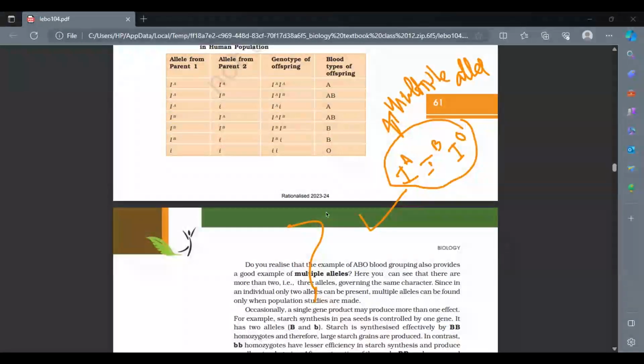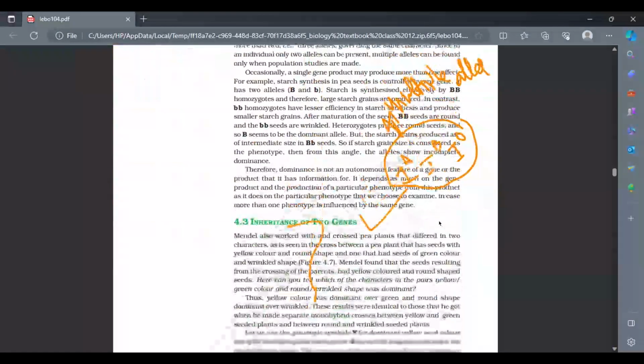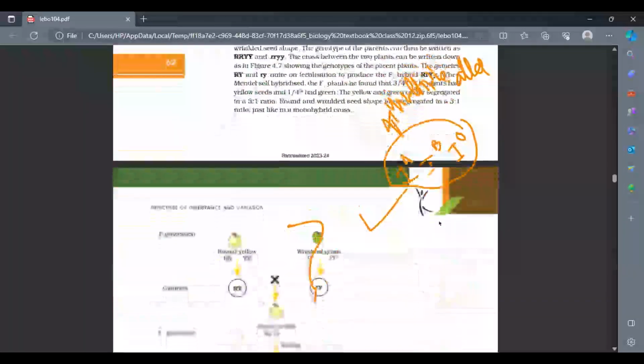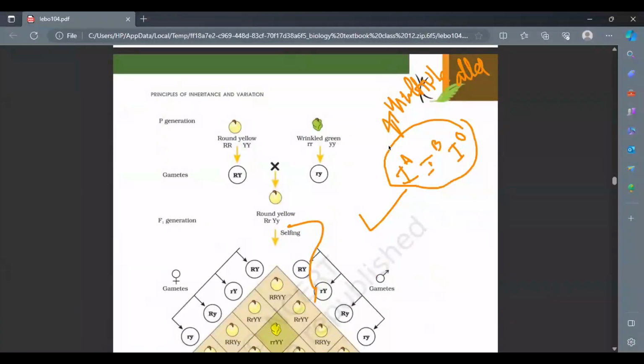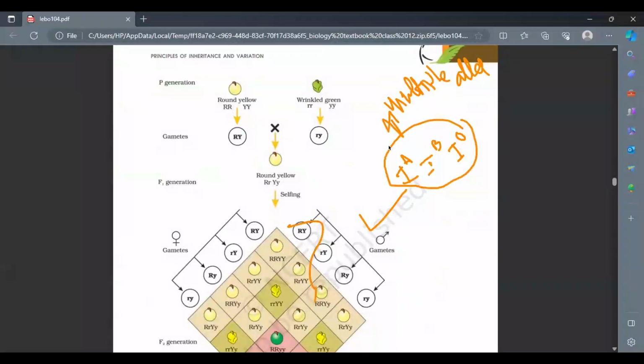I think we can wind up now for today. Tomorrow we'll discuss a larger Punnett square, where we talk about two different types of genes, and how the inheritance works in these types of genes, and what the phenotypic and genotypic ratio is, and a few other things related to Mendel's law of genetics.